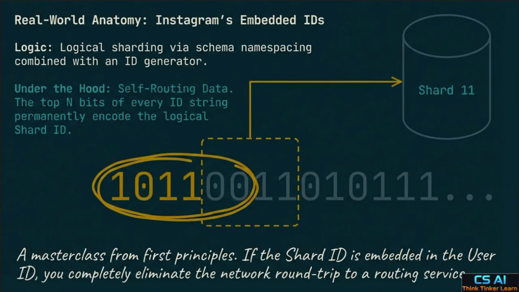For a real world masterclass, look at how Instagram handles it. They use schema namespacing combined with an ID generator. By encoding the logical shard ID into the top bits of the user ID, the data becomes self-routing. You completely eliminate the network round trip to a routing service because the ID tells you exactly where to go. That is first principles engineering.